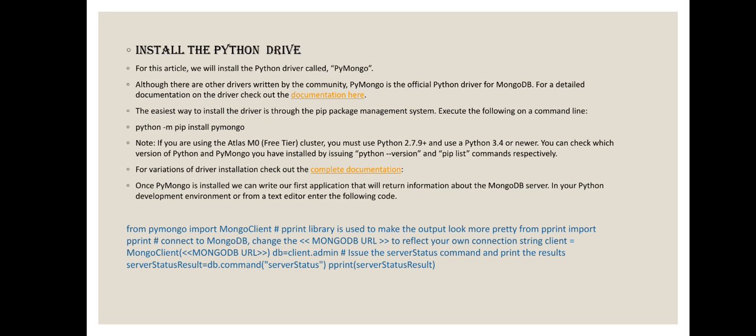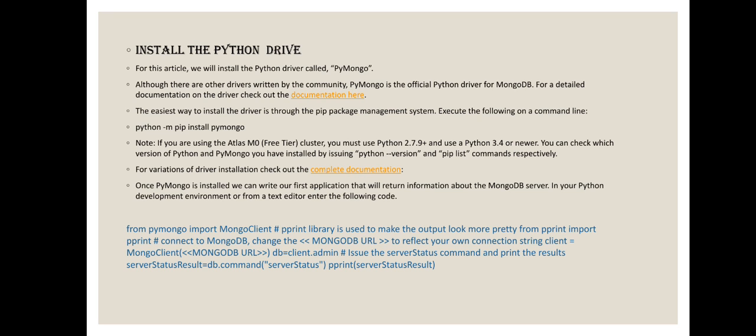Note, if you are using an Atlas M0 cluster, you must use Python 2.7.9 plus or Python 3.4 or newer. You can check which version of Python and PyMongo you have installed by using the python --version and pip list commands respectively. For variations of driver installation, check out the complete documentation.